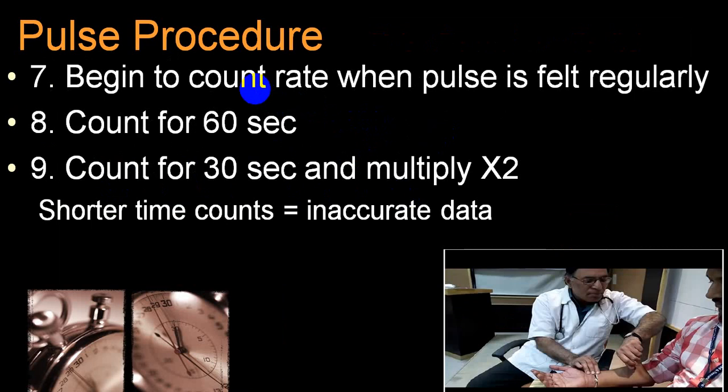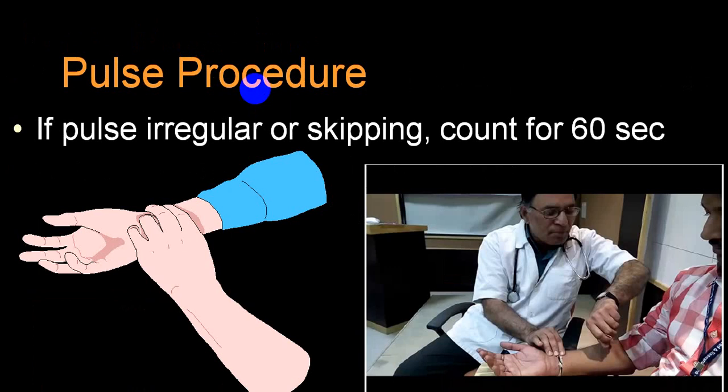We look for many things, not only rate and rhythm. You calculate the rate, and the rate should be calculated for 60 seconds. Don't try to calculate for 30 seconds and multiply by 2. It will be a slightly inaccurate technique. So by and large, always calculate for 60 seconds.